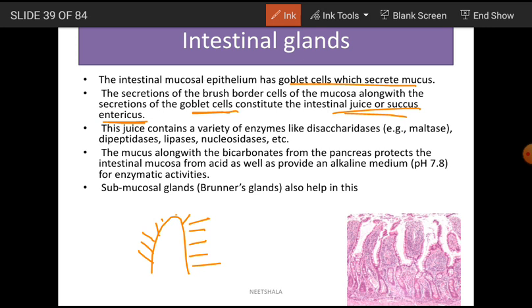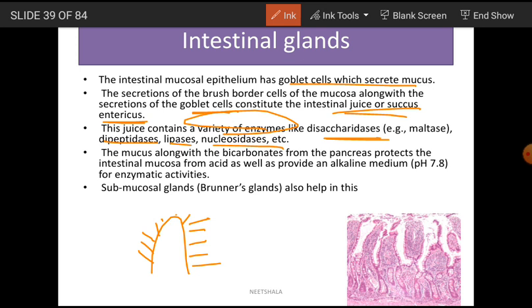Now succus entericus consists of a variety of enzymes such as disaccharidases, for example maltase, then sucrase, etc. And also it consists of dipeptidases, lipases, and nucleosidases, nucleotidases, etc. Food is broken down into its smallest pieces. That is the main function of intestinal juice.